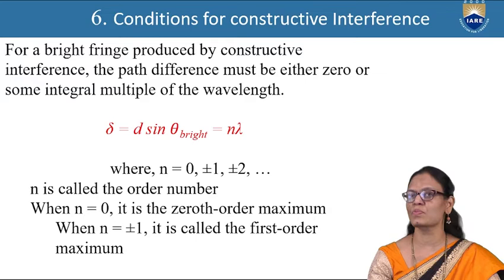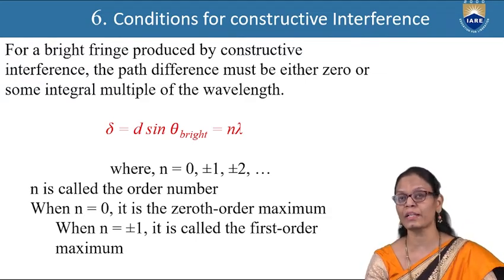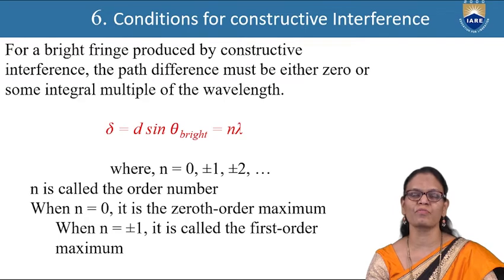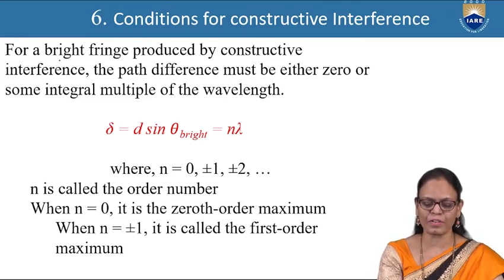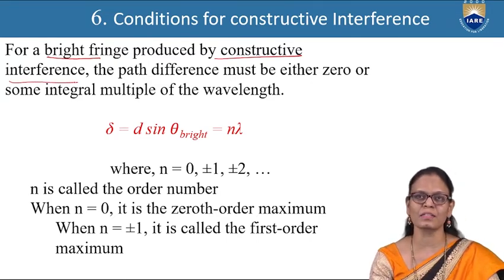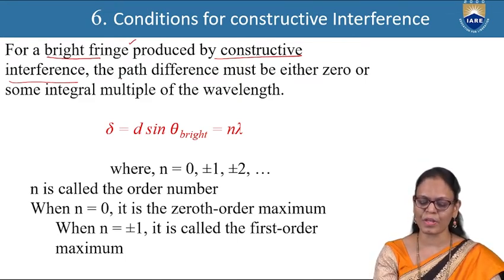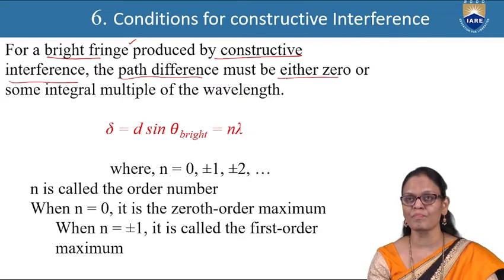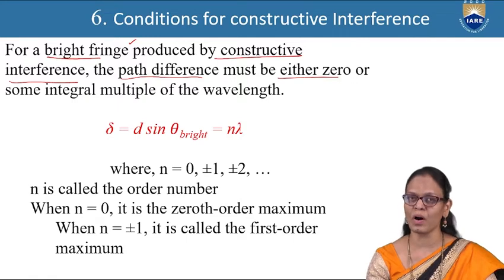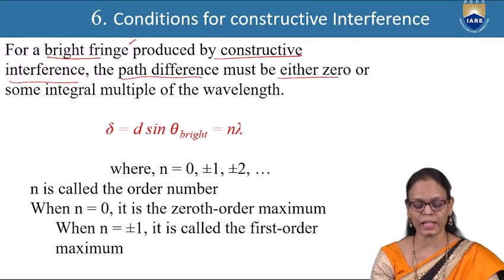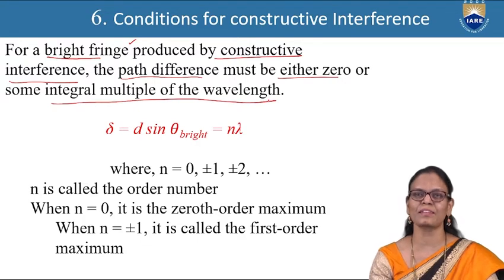Now what are the conditions for constructive interference? We have simply said that a crest falls on a crest or a trough falls on a trough. Whenever there is constructive interference, we get a bright fringe. How do we get a bright fringe? Because the path difference must be either 0, meaning there is no path difference between the two waves arriving at that point, or the path difference should be an integral multiple of the wavelength lambda.